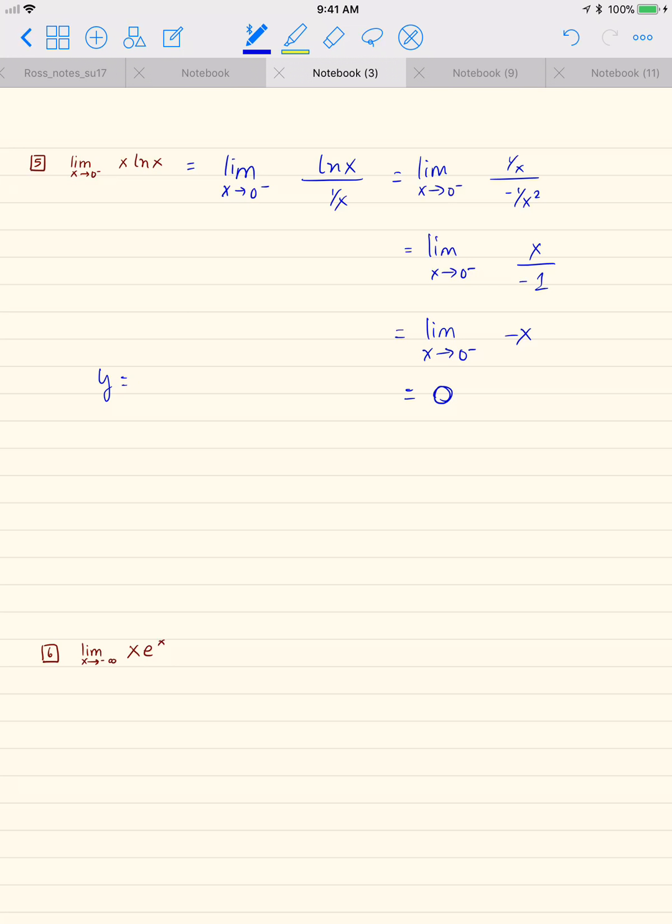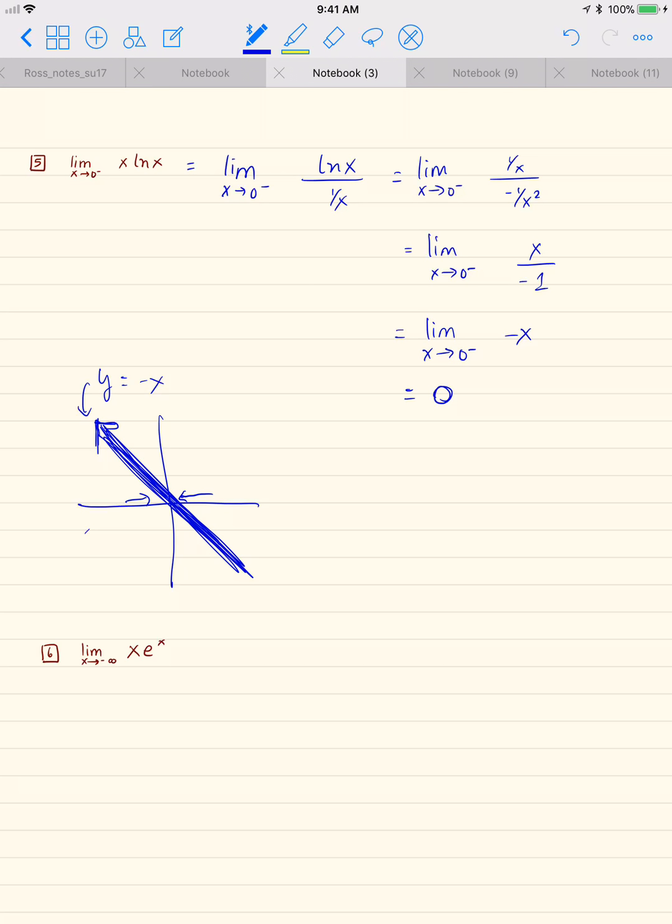Right? Because if I draw y equals negative x, it should be going through the origin, right? So it's just a straight line. So it doesn't matter if I'm approaching from the left or the right. I'm still going to end up with 0 as my limit, okay? So if this is my line y equals negative x, then as x is approaching 0 from the left or from the right, y is still approaching 0. So my answer is still 0. Okay, now let's look at this problem down here.